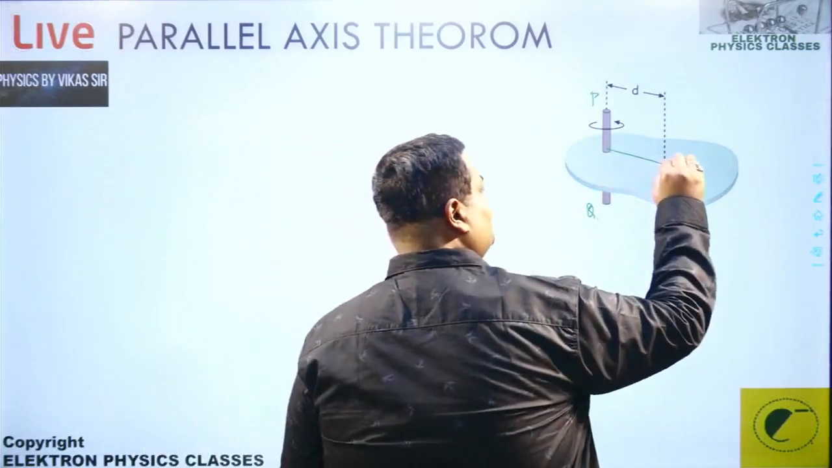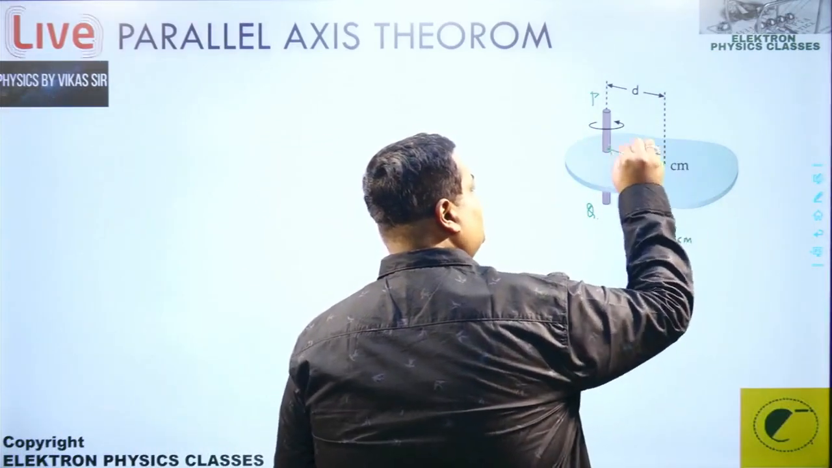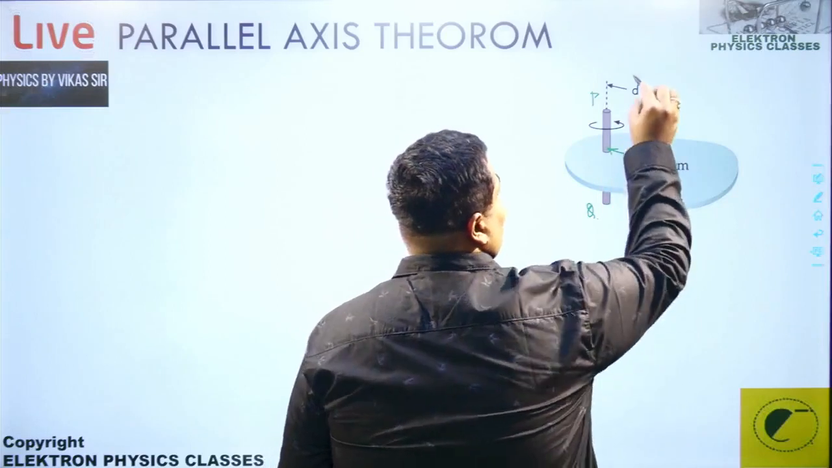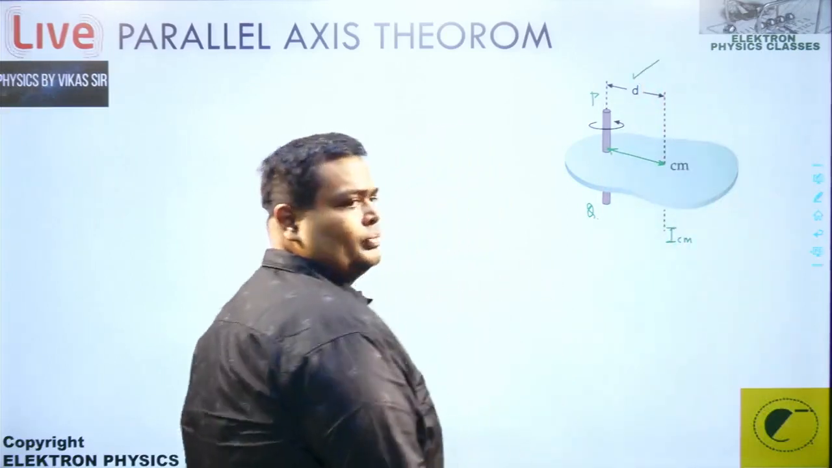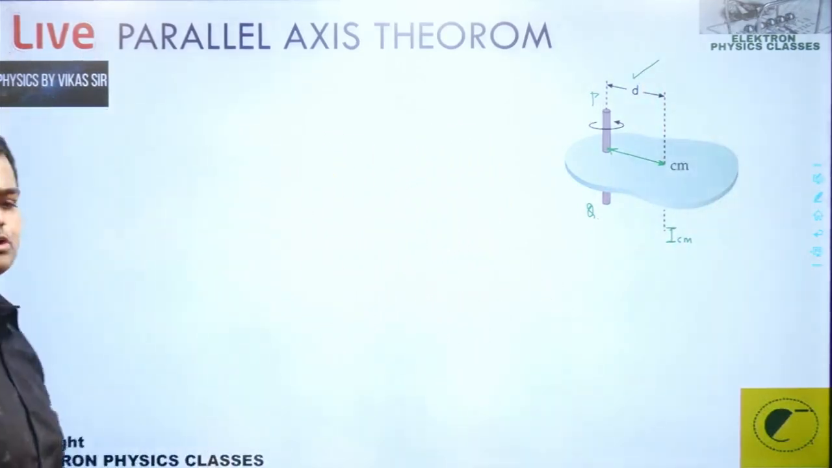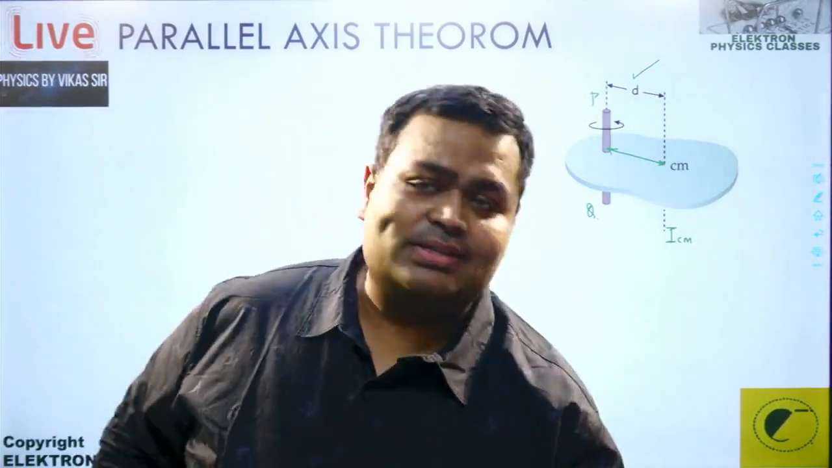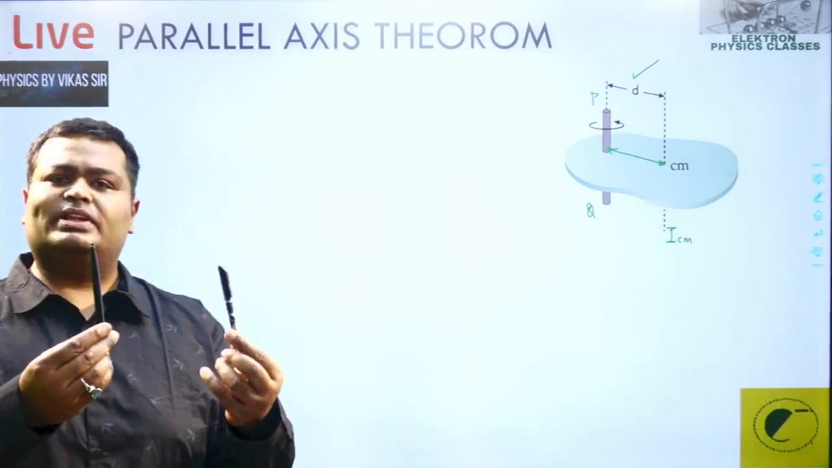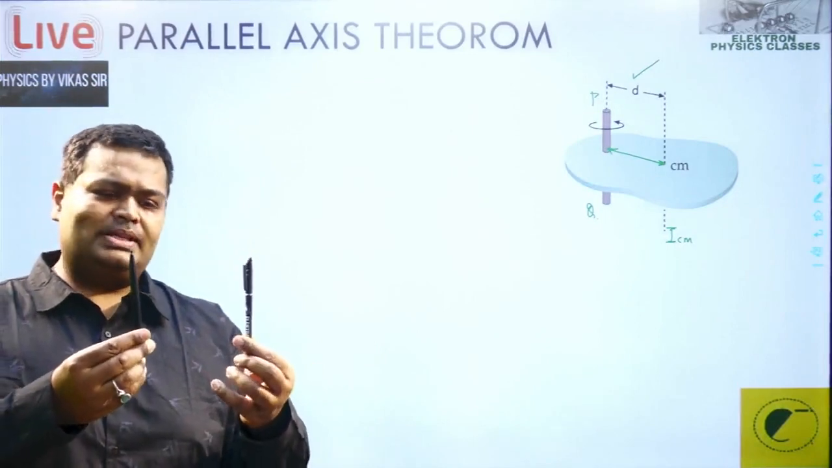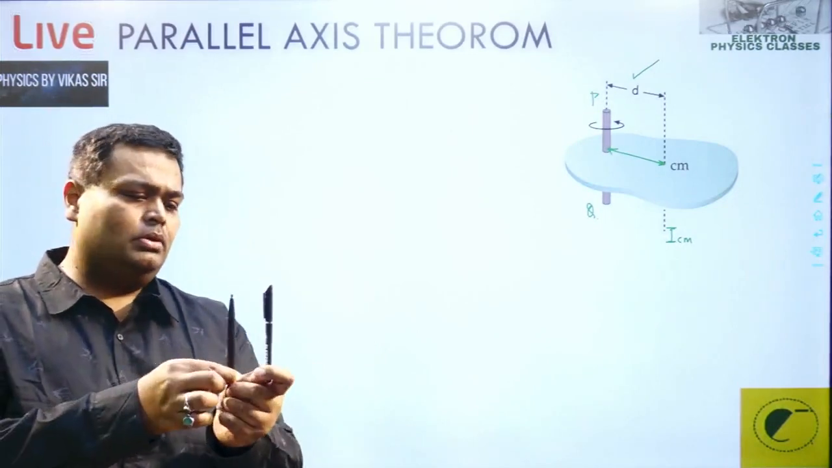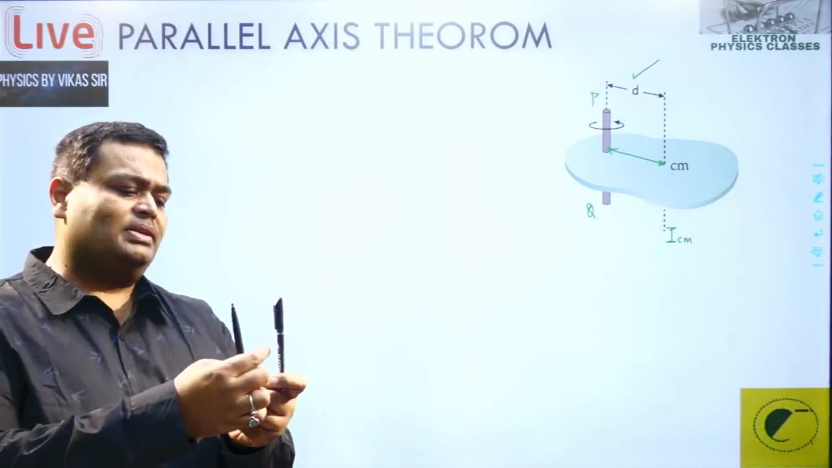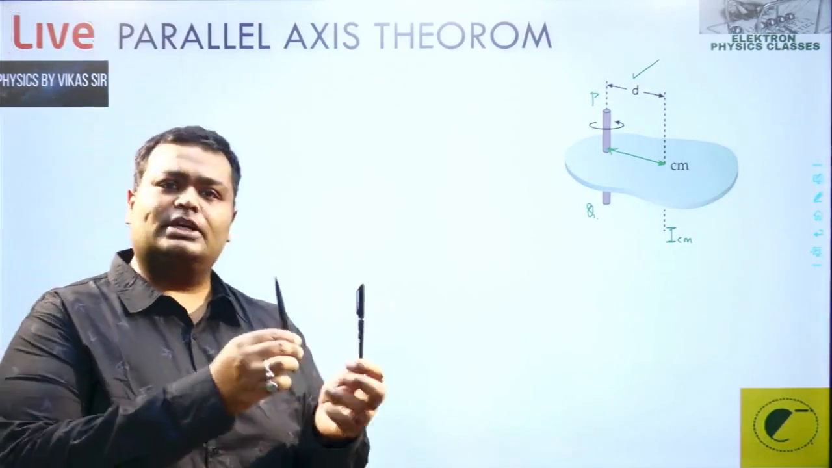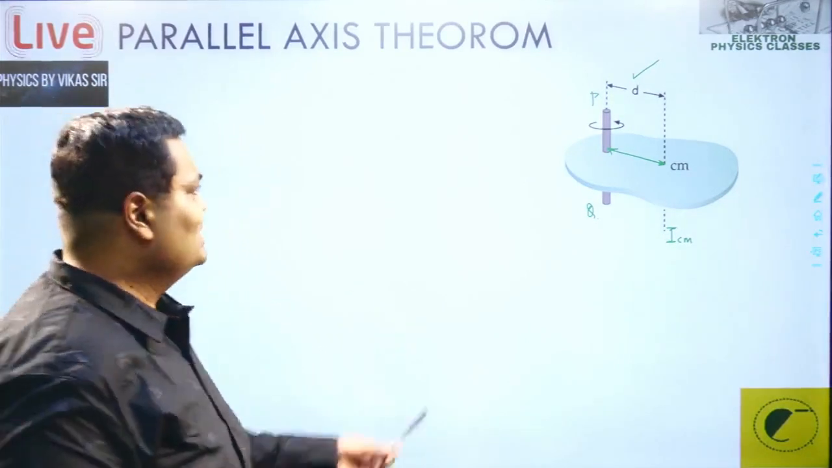And that distance is supposed to be the perpendicular distance. Let's say that perpendicular distance is given as d. That's the perpendicular distance between these two axes. So we have two axes which are like this, and there has to be some distance between them. So this is supposed to be the perpendicular distance between them. And these are two parallel axes, right? So these are the two parallel axes.